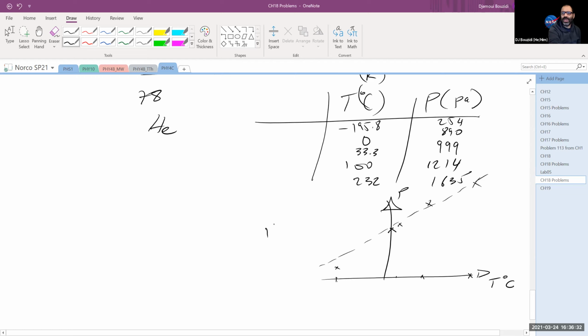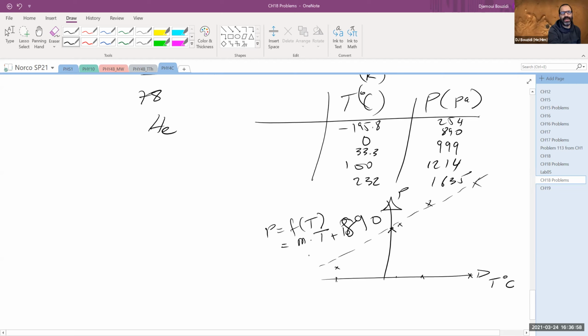So we're going to get a function P as a function of temperature. It's going to be a linear line that is m times T plus P naught. Okay? P naught is going to be the y-intercept in here. Okay? So P naught is going to be exactly 890, because for temperature equal to 0, that is 890.